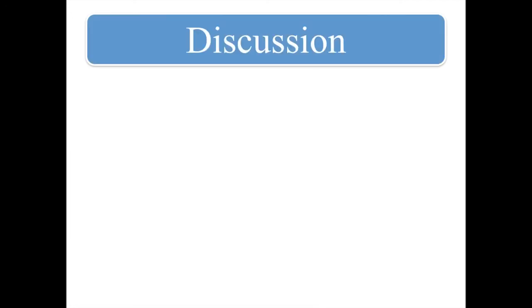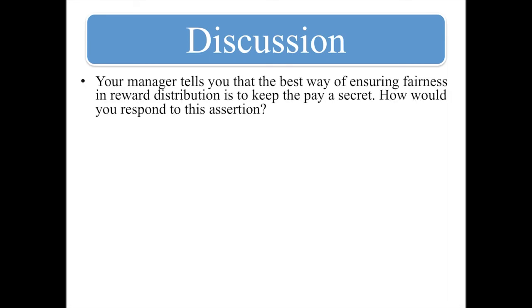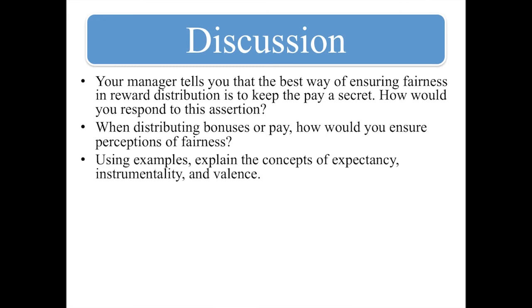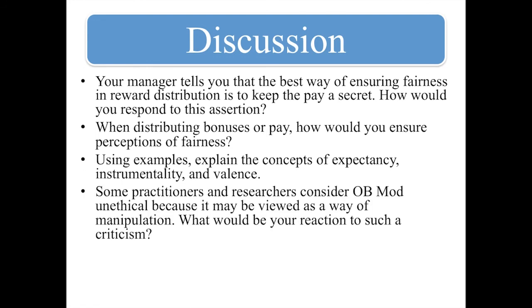Let's talk about some more discussions and reflect on what we've had here so far. Your manager tells you that the best way of ensuring fairness in reward distribution is to keep the pay a secret. How would you respond to this assertion, both based on theory and on current legal precedent? When distributing bonuses or pay, how would you ensure perceptions of fairness? Using some examples, explain the concepts of expectancy, instrumentality, and valence. Some practitioners and researchers consider OB mod unethical because it may be viewed as a way of manipulation. What would your reaction be to such a criticism?